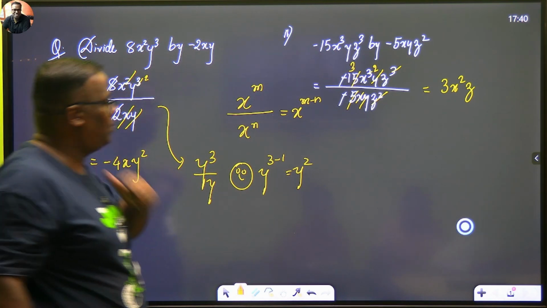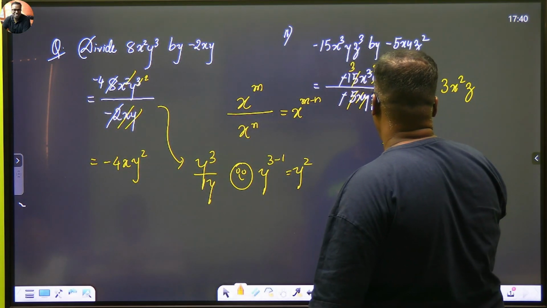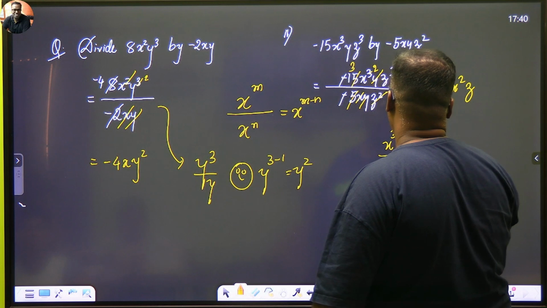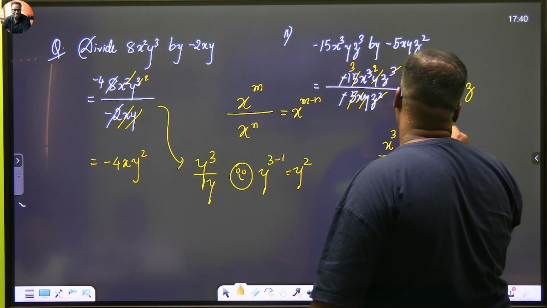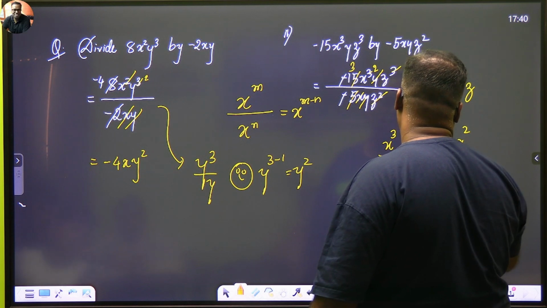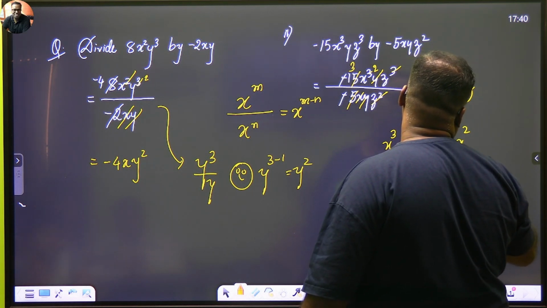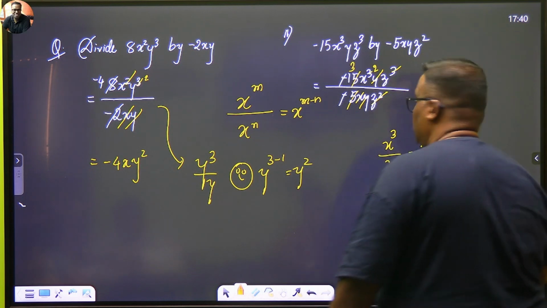Are we fine? Okay. Out here also, what did we do? Look, we had an x cube and we had an x. So how did we treat this? X to the power 3 minus 1. So that's x squared. We had a y and we had a y. We treated this as y to the power 1 minus 1, which is y to the power 0. Anything to the power 0 is 1.